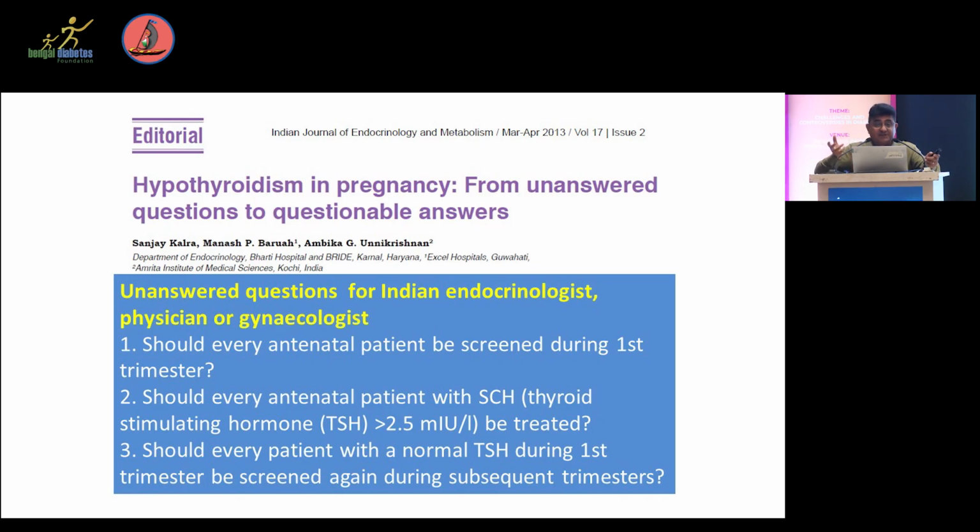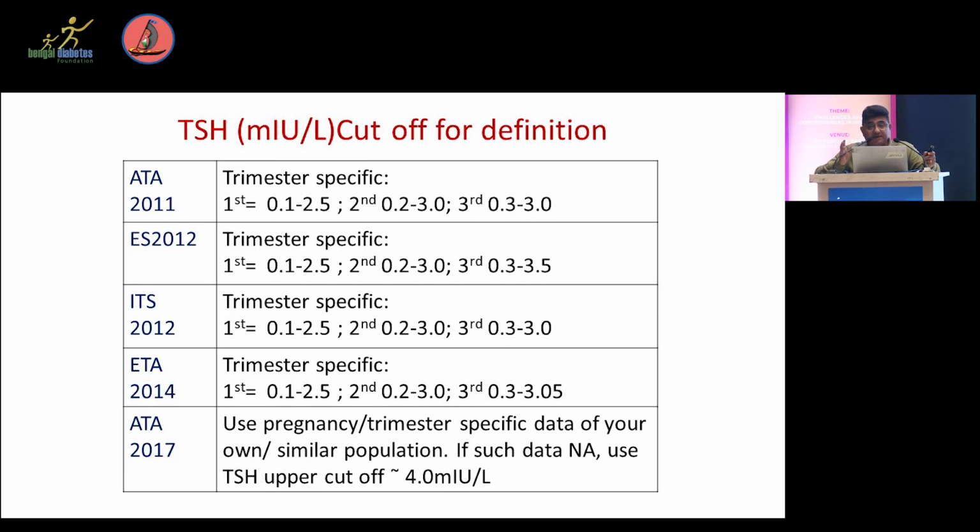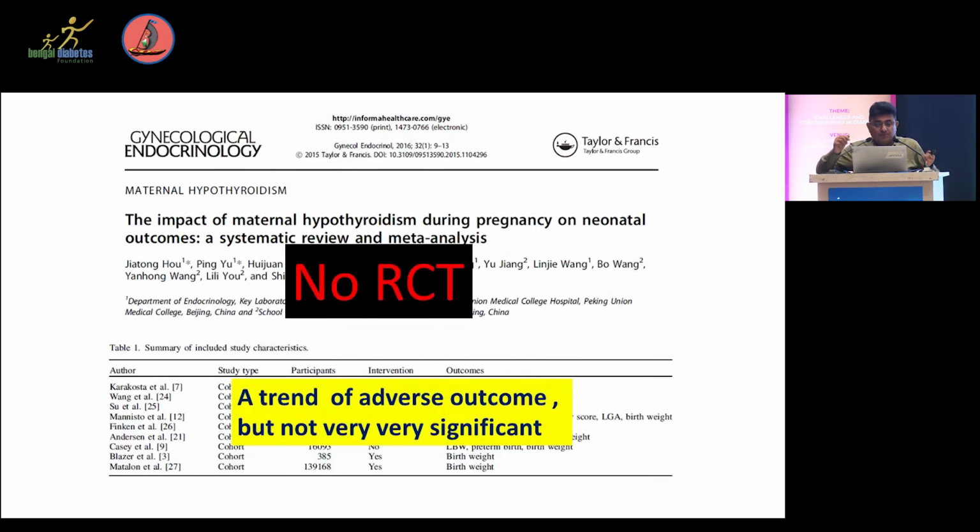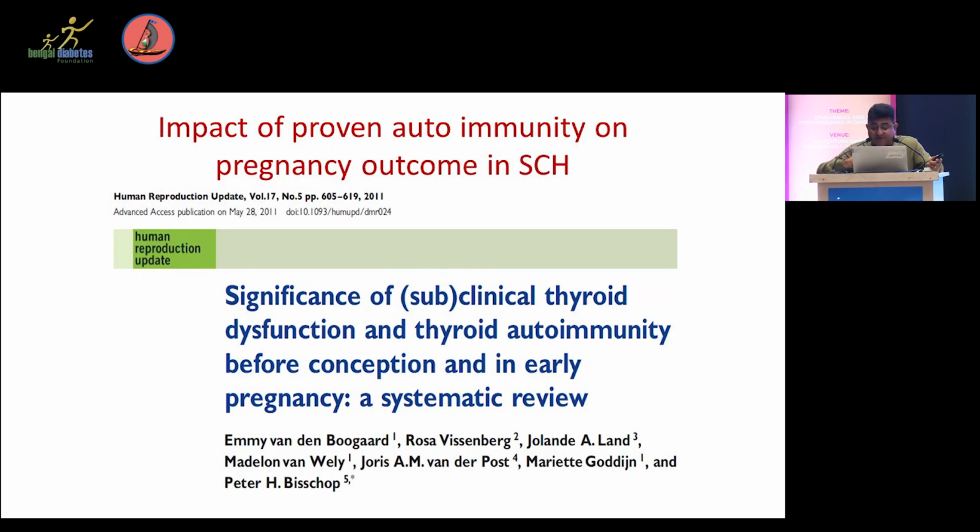What about pregnancy? It's a very interesting topic. The association of subclinical hypothyroidism and pregnancy is always controversial, and it is defined as a normal serum free T4 level with elevated TSH but below 10. If it is above 10, ATA says that this is overt hypothyroidism of pregnancy. It is somewhat different from the normal, non-pregnant population. There are a lot of unanswered questions, and we wrote an article long back regarding these. The questions which come to clinicians' minds: should every antenatal patient be screened during the first trimester? Should every antenatal patient with subclinical hypothyroidism with TSH above 2.5 be treated? And should every patient with normal TSH during the first trimester be screened again during the subsequent trimesters?